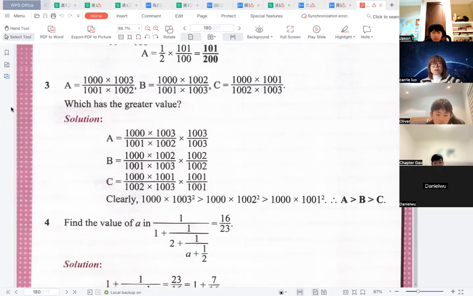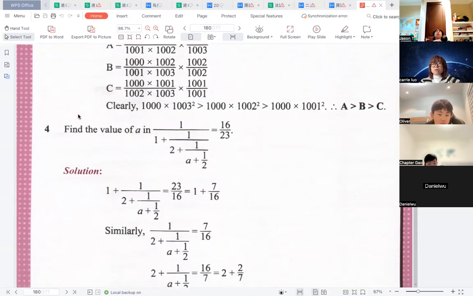Okay, everybody take a look at this one. So 1000 times 103. Which one is the biggest? In order to calculate which one's the biggest, you actually need to make the denominators the same. This question is pretty easy, right? You just find 101 and 102 and 103. The lowest common multiple is these three numbers multiplied together, right? So just make them the same. This question is pretty easy.